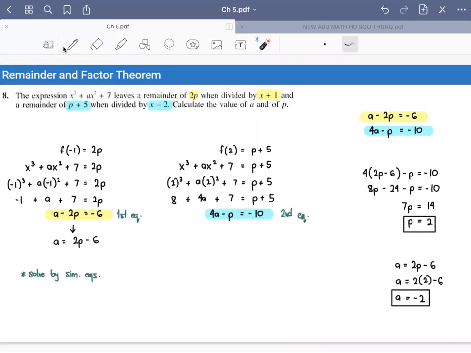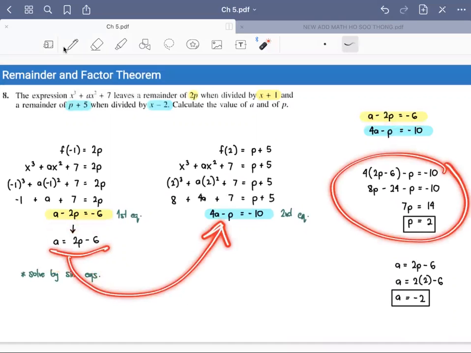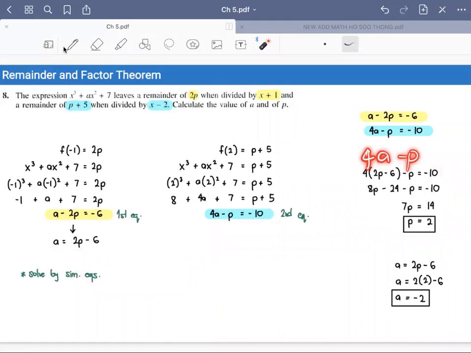So what I'll do, I'll change the first equation and make a the subject of the equation. So it becomes a equals 2p minus 6, just like this. And then what I'm going to do next is to substitute this in place of a. So that's how I got this. So 4a minus p equals negative 10. So instead of a, you'll now use 2p minus 6 by substitution. So this is what I got now.